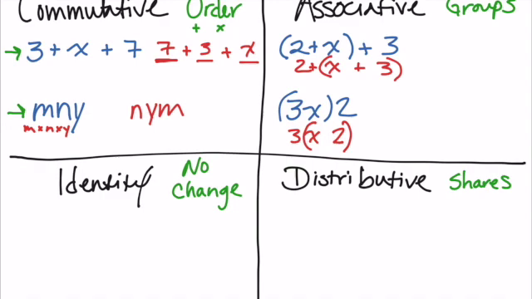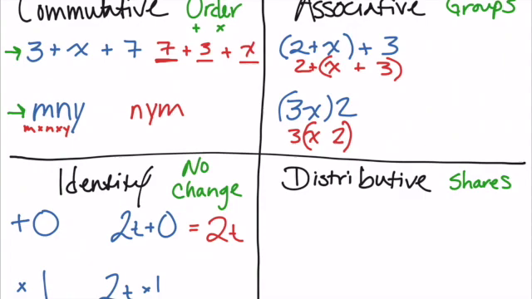The identity property. The identity property has no change, and there's really only a couple ways this happens. The identity property is either plus 0 or times 1. So if I have, for example, 2t plus 0, well, that still gives me an answer of just 2t. Nothing changed there. If I take the same thing, 2t times 1, well, times 1 doesn't change anything. It's still 2t, or 2 times t. Nothing changes.